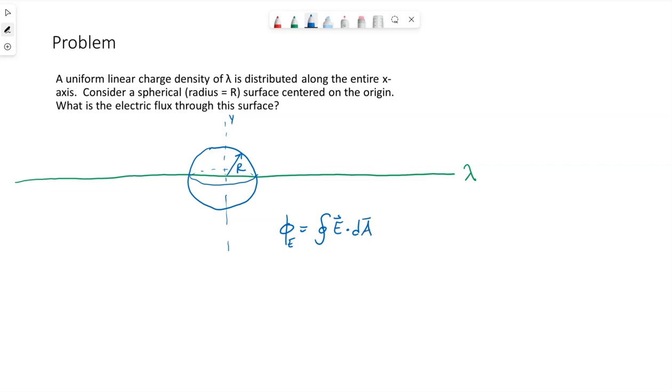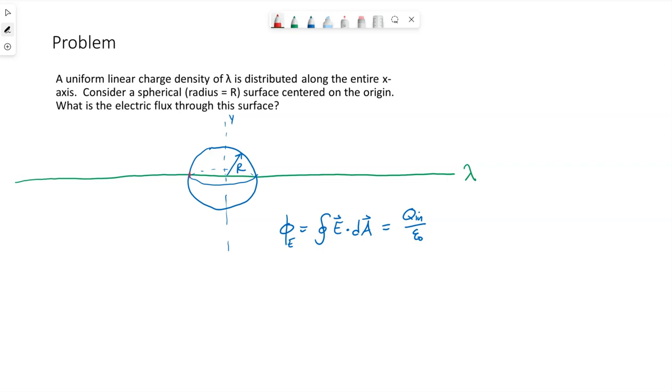Gauss's law, we're looking at electric flux. It's the closed integral of E dot dA, but it is also equal to the charge located inside this surface divided by epsilon naught. So if we can find the charge located in this surface, then we can determine that flux.